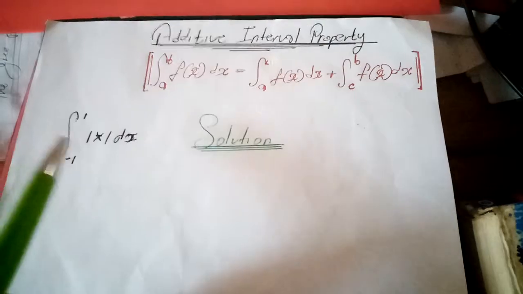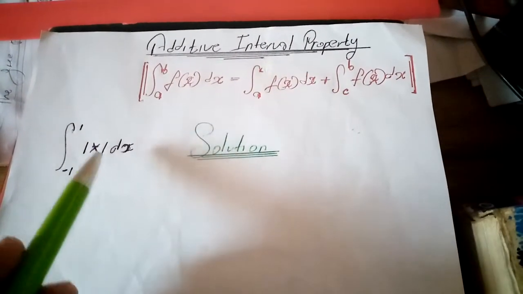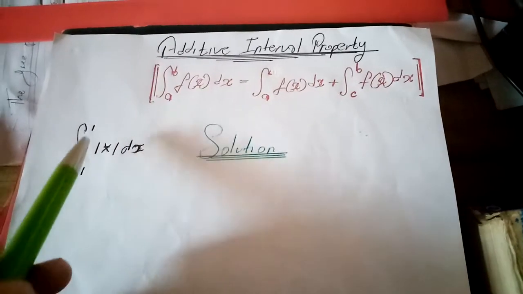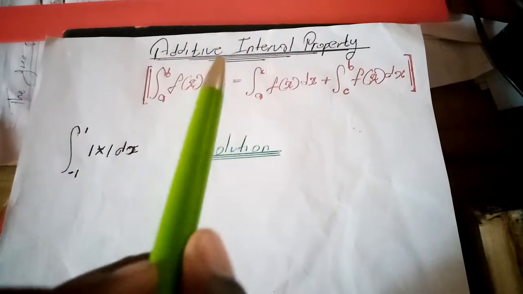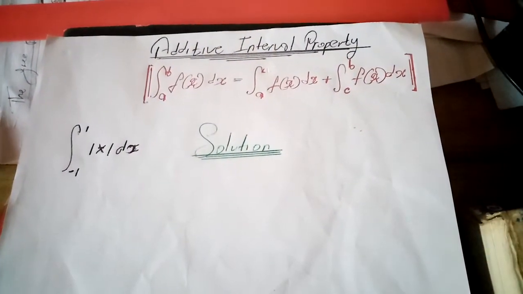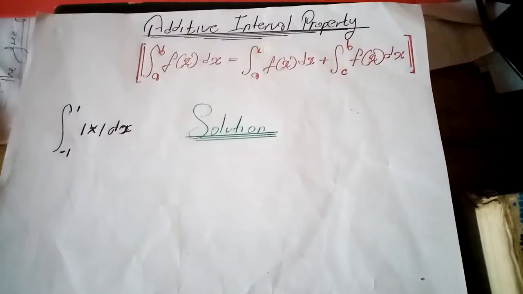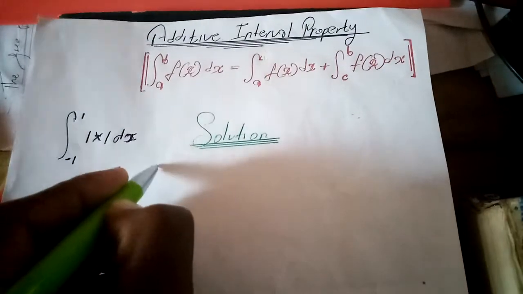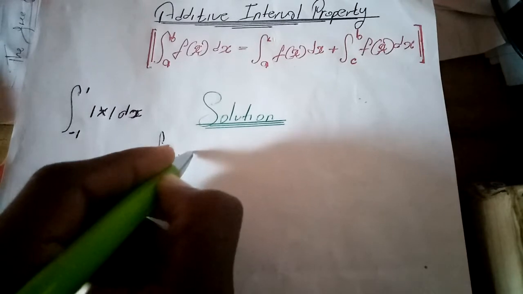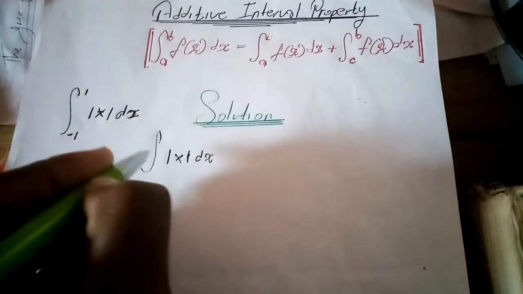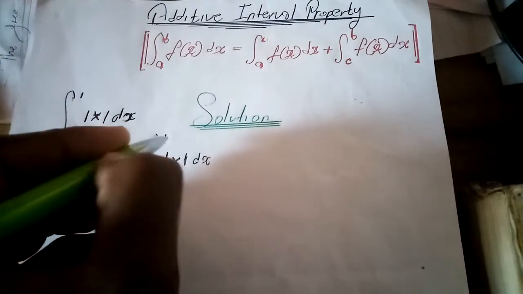So in this case we have the problem: the integral of the absolute value of x dx from -1 to 1. So we apply the additive interval property. So this will mean that we have the integral of the absolute value of x dx from -1 to +1.